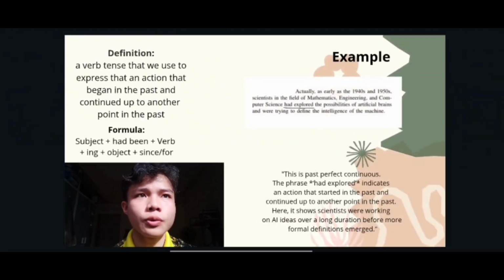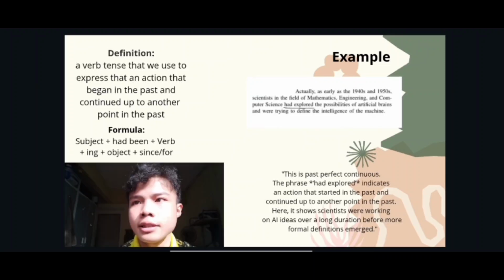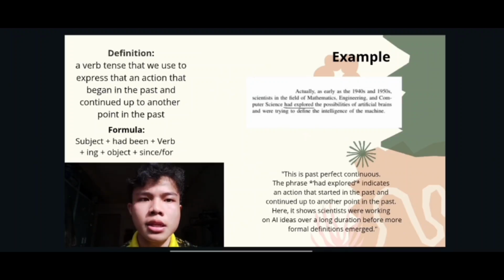Apart from that, we can move to past perfect continuous. The definition of past perfect continuous is a verb tense that we use to express that an action began in the past and continued up to another point in the past. So the formula for past perfect continuous is subject plus had been plus verb plus ing plus object plus since or for.